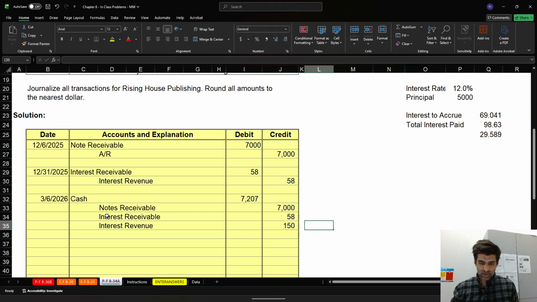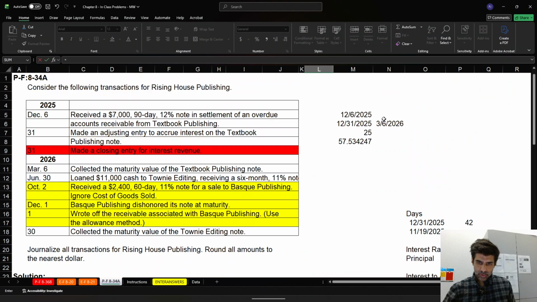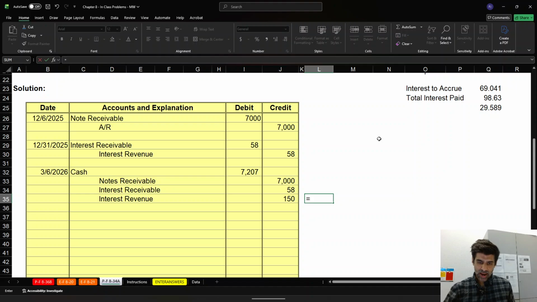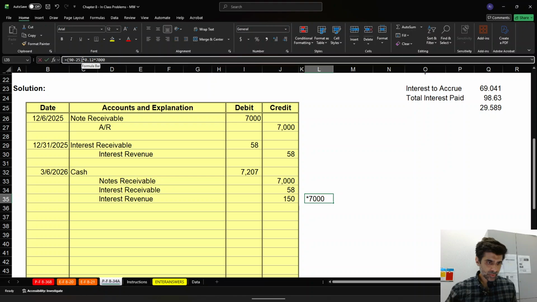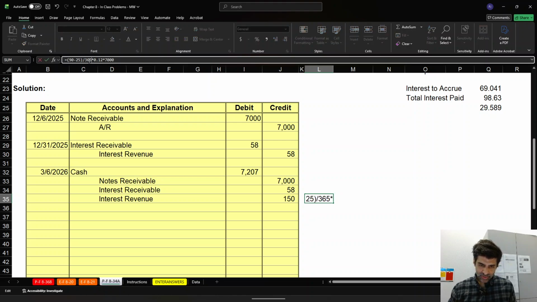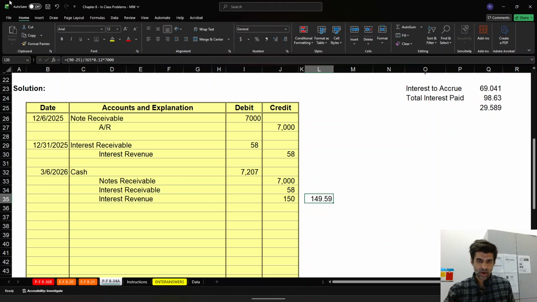Okay, and just to make sure, it's 25 days. If I do 90 minus 25, that's the number of days in 2026, times 0.12 times 7,000, divided by 365. I should get the same number. So yeah, it's rounded. Okay, everyone should be good with that.